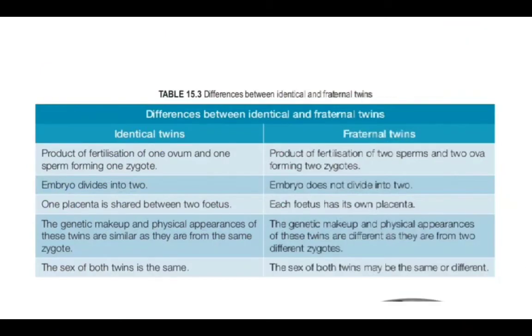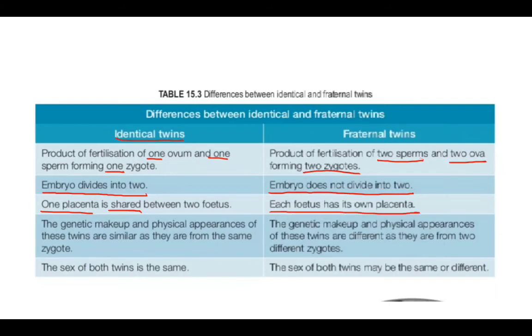So the differences between identical and fraternal twins. For identical twins, the product of fertilization of one ovum and one sperm forming one zygote. For fraternal twins, products of fertilization of two sperms and two different ova forming two different zygotes. Identical twins, one embryo divides into two. Fraternal twins, embryo does not divide into two. Identical twins, one placenta is shared between the two fetus. For fraternal twins, each fetus has its own placenta.